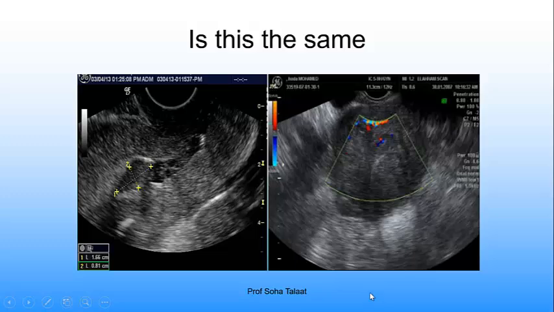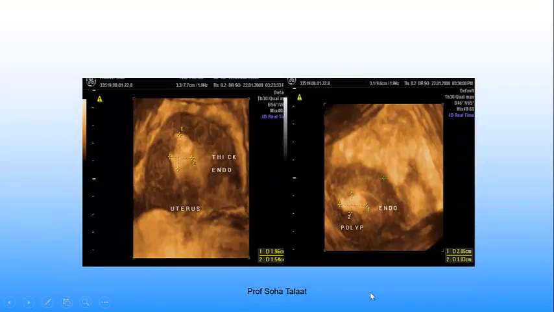But in complicated cases, we have to do MR then. Here, 3D ultrasound is also very important in delineating the lesion and the size of the polyp. Here there is a polyp in the right corner of the uterus, and the endometrium is seen on the other side of the polyp.